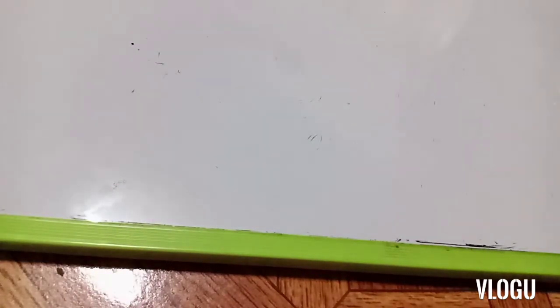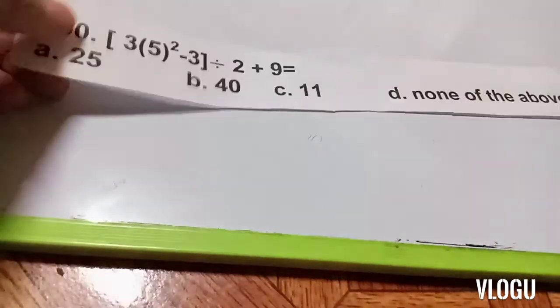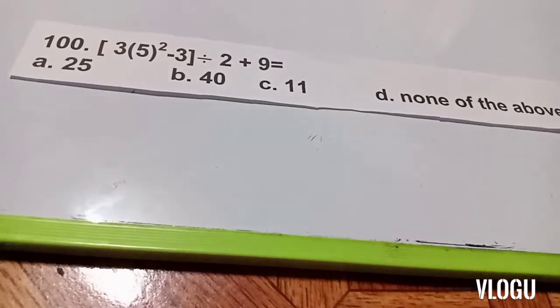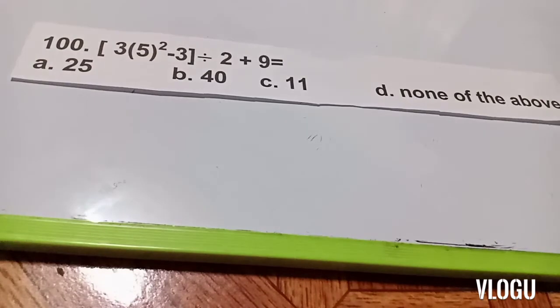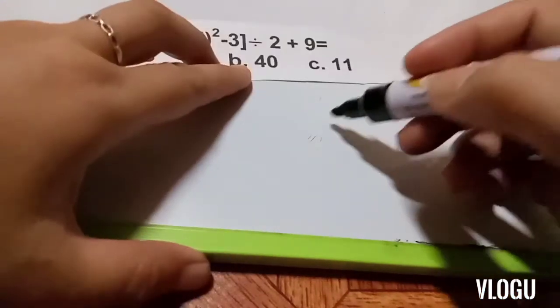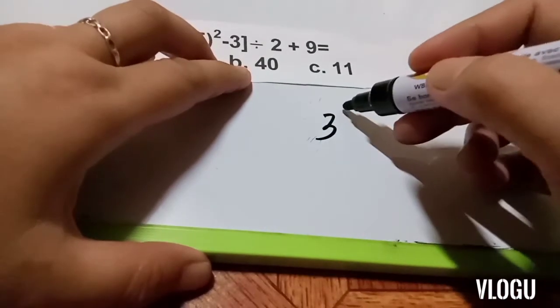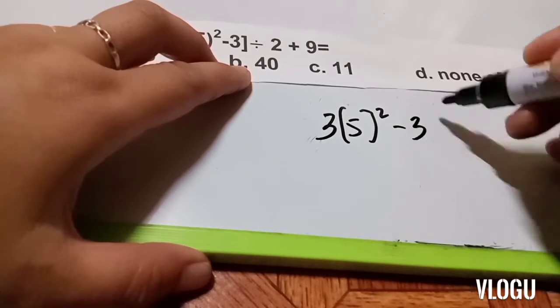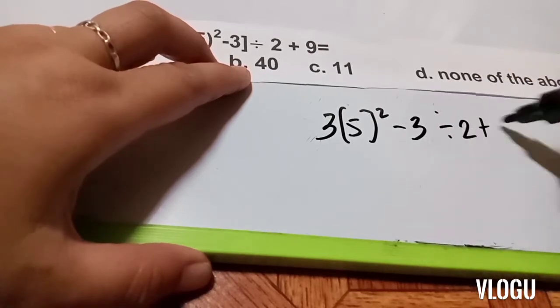So, this is 100. Let's proceed with this one. We know the PEMDAS. First, in this part, 5 squared will become 25. So, again, 3 minus 3 divided by 2 plus 9.